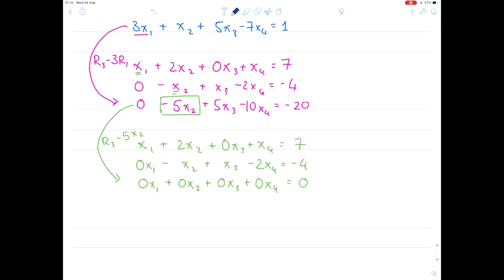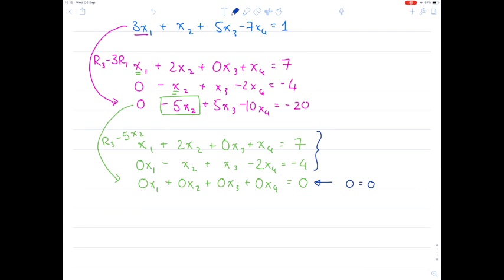Okay, so what should we do next? Well, let's notice a couple of things. Firstly, if we look at the third equation over here, this is really just saying 0 is equal to 0, and that is always true. So in fact, it's only the first and second equations that we really need to work with, because whatever we do, 0 will always be equal to 0.